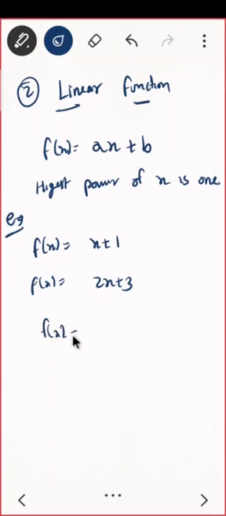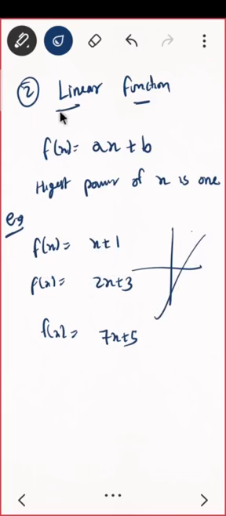f of x equal to say 7x plus 5. This is also a linear function for me. Why is this called linear? This is called linear because if you try to draw the graph of this function, then it will be a straight line. It will be a straight line. So that's why it is a linear function. Okay, so this is all about linear function.